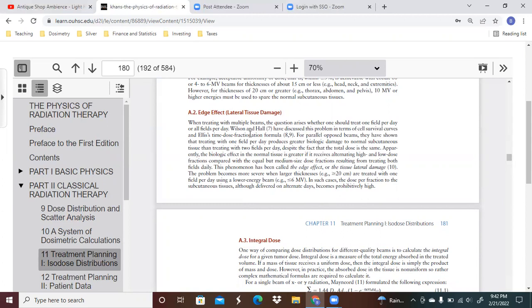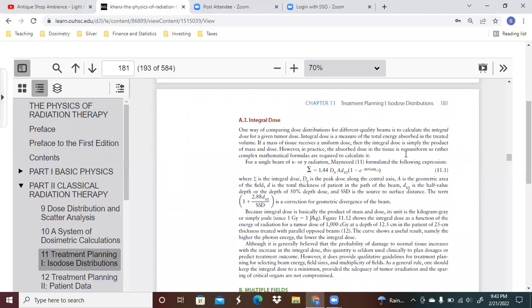But apparently, Wilson and Hall have discussed this problem in terms of cell survival curves. And for parallel opposed beams, they've shown that treating with one field per day produces greater biological damage to normal subcutaneous tissue than treating with 2 fields per day, despite the fact that the total dose is in fact the same. So apparently the biological effect in the normal tissue is greater if it receives alternating high and low dose fractions compared with the equal but medium-sized dose fractions resulting from treating both fields daily. So this is called the edge effect or the tissue lateral damage.